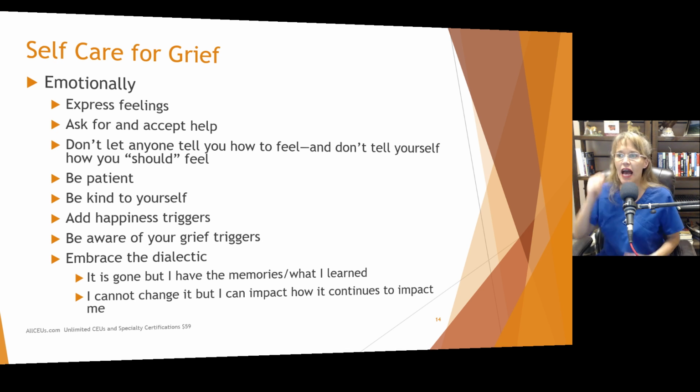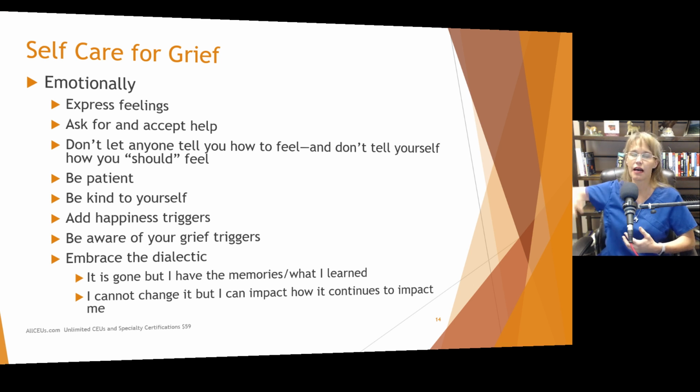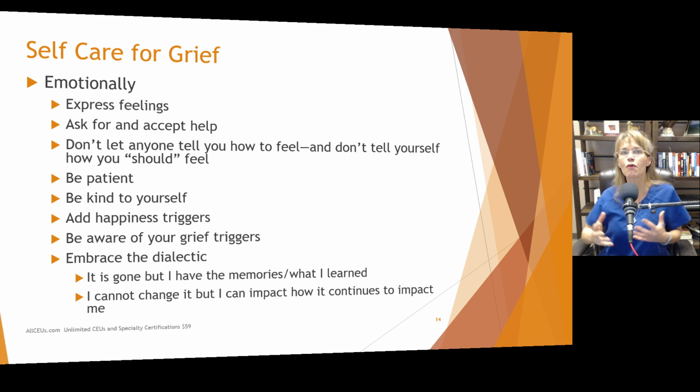Self-care for grief. Have people emotionally express their feelings. Ask for and accept help. And I have this handout that I give people that has all these things on it so they can remember tips and tools to help them get through grief. Don't let anyone tell you how to feel, and don't tell yourself how you should feel. Just work on acknowledging how you feel, radically accepting it, and saying, okay, what can I do to improve the next moment? Or what is the best next step for me?